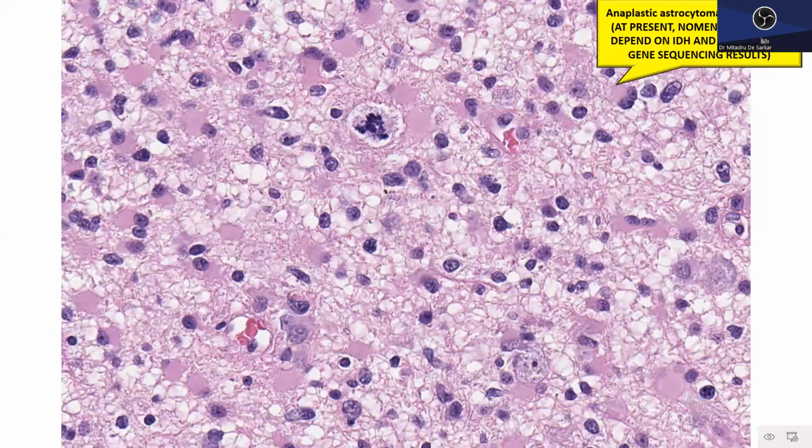In this case over here, you have similar findings, but most importantly, you have an atypical mitotic figure. So that upgrades your diagnosis from a grade 2 to grade 3. Previously, it was called anaplastic astrocytoma. We know that in the present day, we will not use the terminology anaplastic. Rather, we'll have to see what the patterns of IDH and ATRX expression are in this particular case, and also the gene sequencing results.